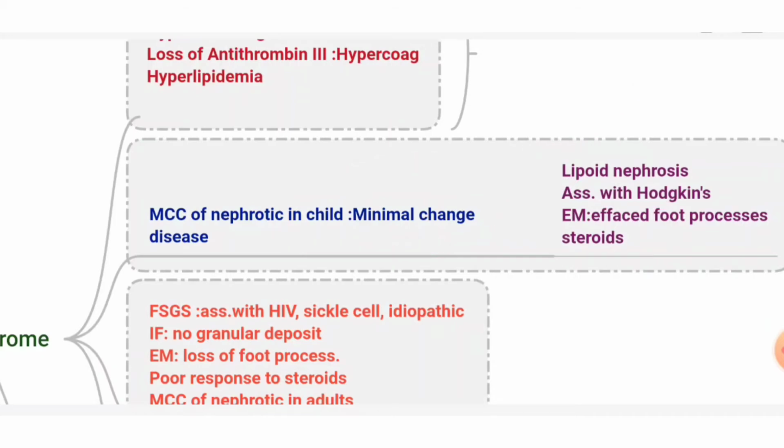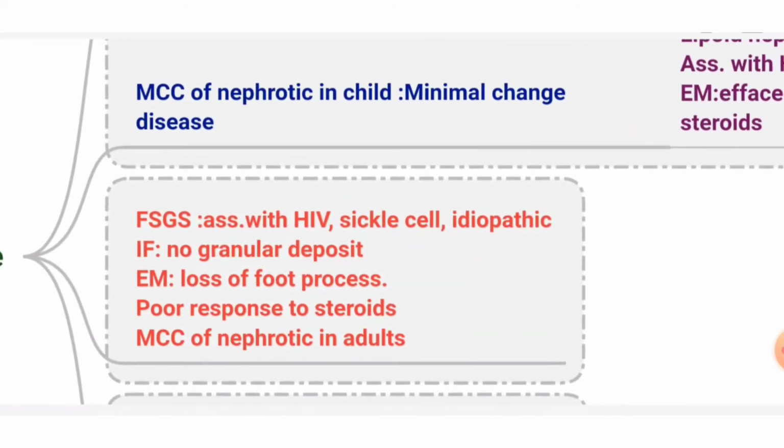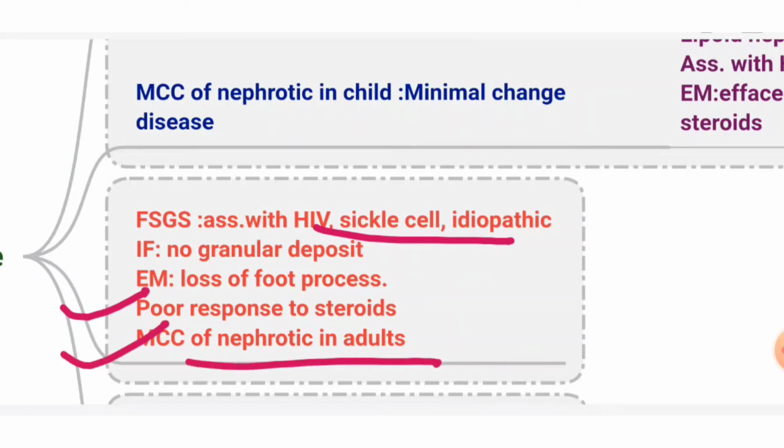Now we'll talk about FSGS, focal segmental glomerulosclerosis. It is associated with HIV, sickle cell, and it could be idiopathic also. On immunofluorescence, no granular deposits will be seen, and on electron microscopy, there will be loss of foot processes, and it has poor response to steroids, and it is the most common cause of nephrotic syndrome in adults.